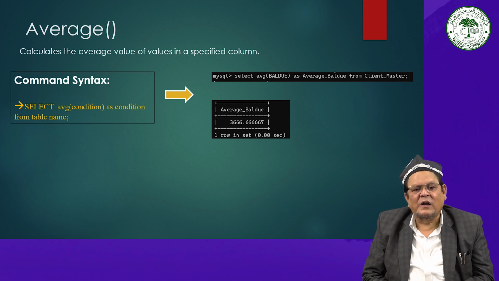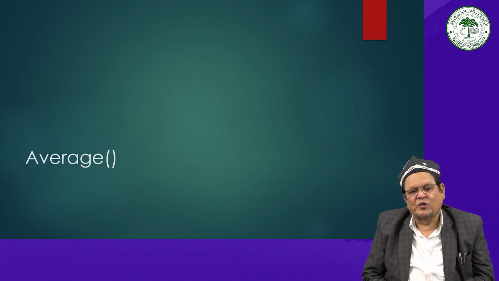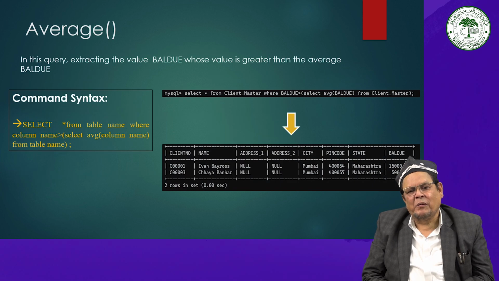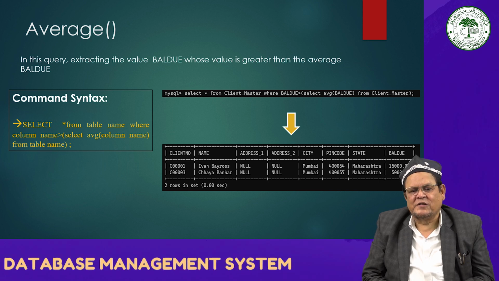Because the average I calculated in the previous slide is 3,666, this command will show only the two tuples which contain the balance due 15,000 and 5,000, which are more than the average.